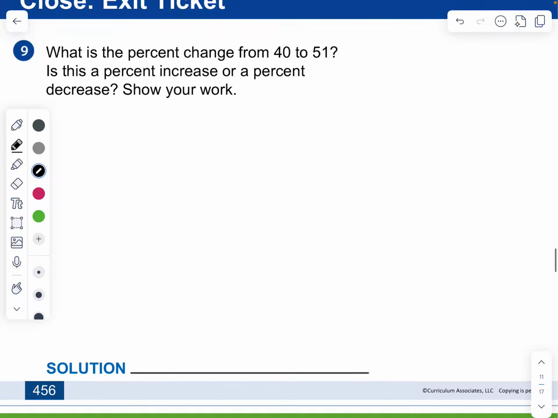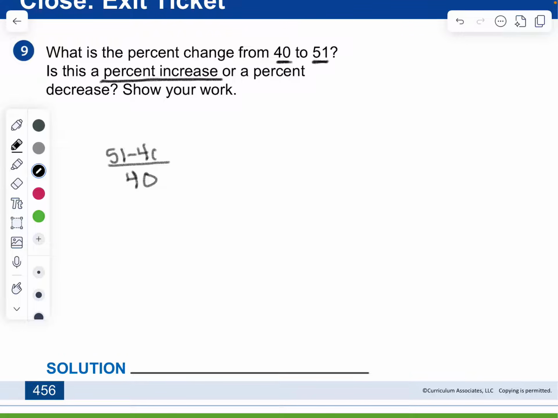And number 9, what is the percent change from 40 to 51? Is this a percent increase or a percent decrease? We're going from 40 to 51, so we know that it is an increase. And it says from 40, so that's our original, or where we're starting at. And then we need to do the difference.